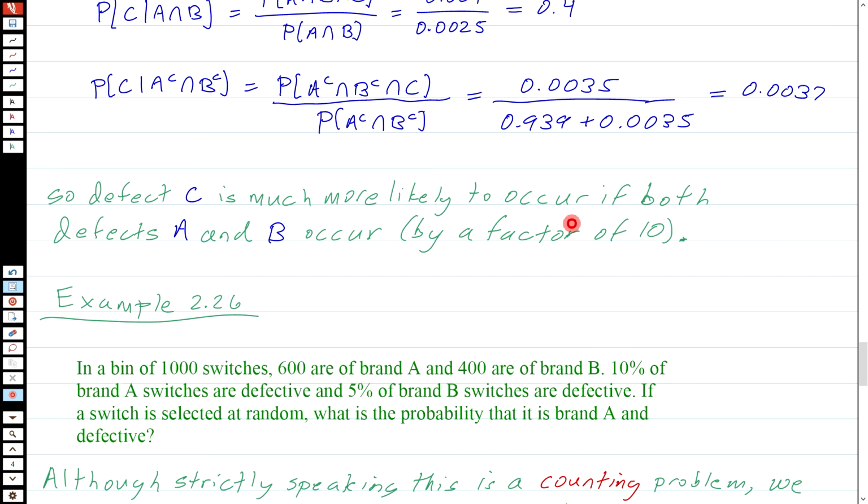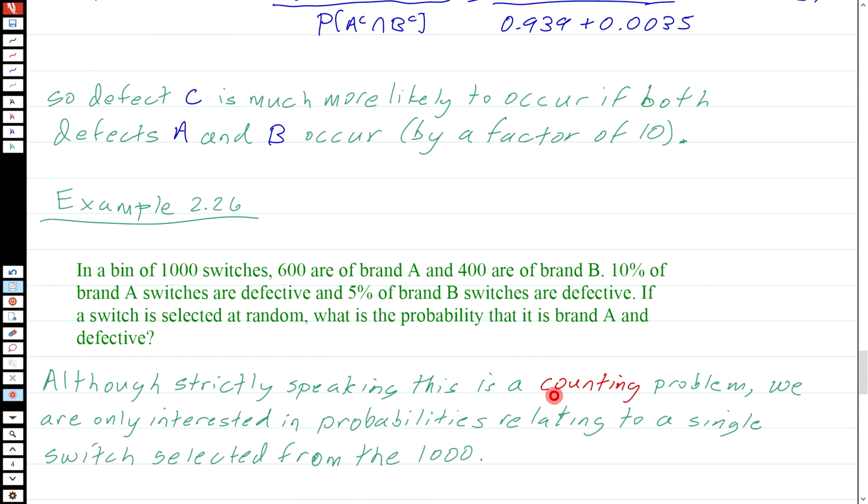Okay, another example. We've got a bin of 1,000 switches, 600 are brand A and 400 are brand B. If 10% of brand A switches are defective and 5% of brand B switches are defective, if a switch is selected at random, what is the probability that it is brand A and defective? Although strictly speaking, because there are 1,000 switches, this is a counting problem. We have to look at the number of ways of selecting one switch from 600 or one switch from 400 and so on and so forth.